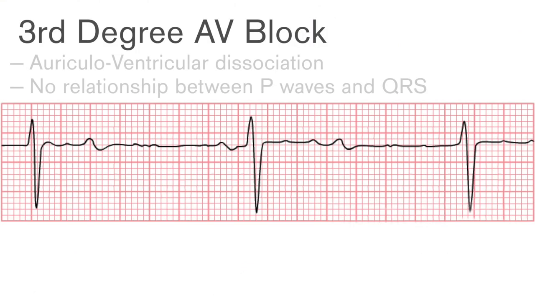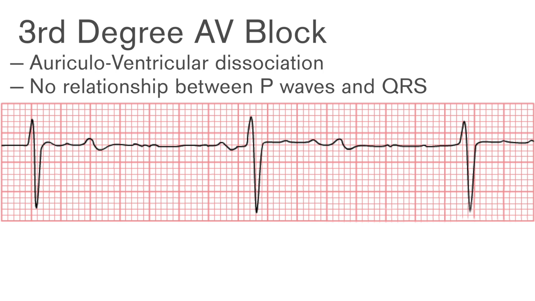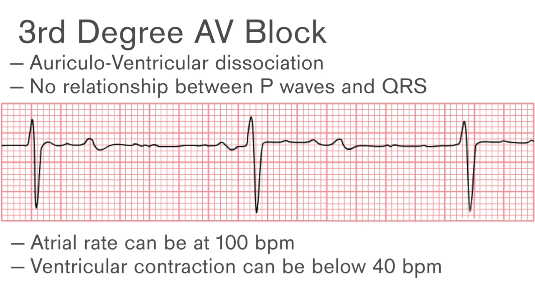Third degree AV block is potentially lethal if not treated. There is an atrioventricular dissociation and no relationship between P waves and QRS complexes, while both are regular. The atrial rate can be up to 100 beats per minute, while the ventricular contraction can be below 40 beats per minute. And what causes this third degree AV block?